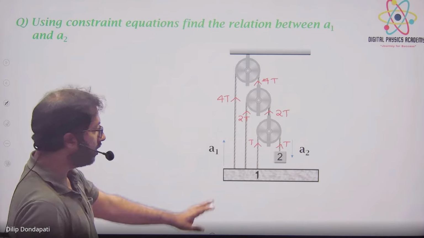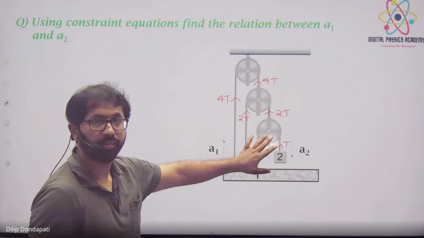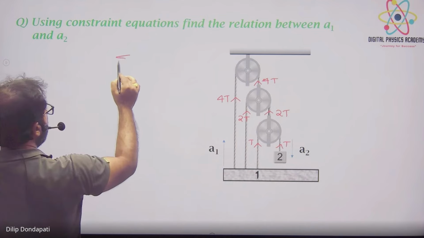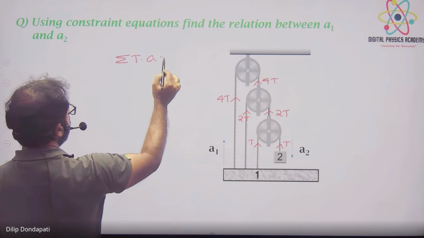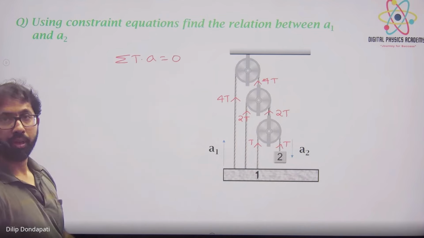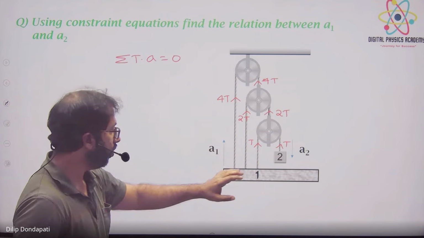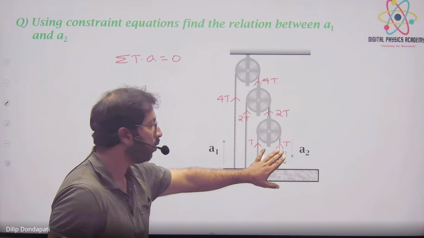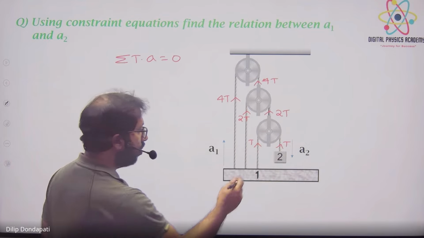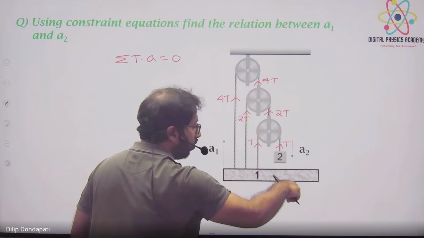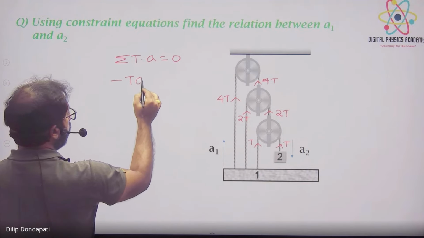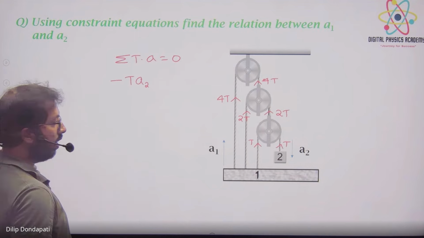Okay. Now since they are asking acceleration and tension, which constraint relationship will we use? Sigma T dot A is equal to 0, we are using. For this block, the tension at the top is plus T·a1 and at the bottom minus T·a2. The force is upward and acceleration is downward, so the angle is 180. Cos 180 is -1, so minus T·a2. Okay, plus now 40.